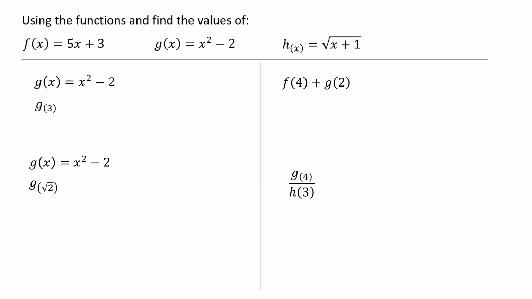What does g(3) mean? When x equals 3, find the value of the function. So how to find the value of g(3)? When g(x) equals x squared minus 2, wherever x is there, put the value 3, 3 squared minus 2. So 3 squared is 9 minus 2, 7. This is the answer.